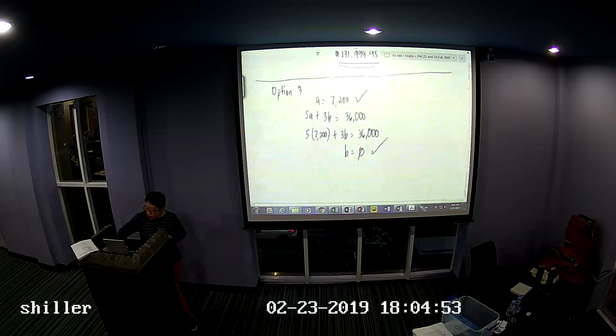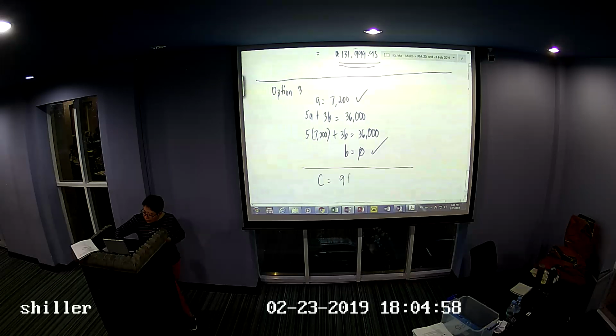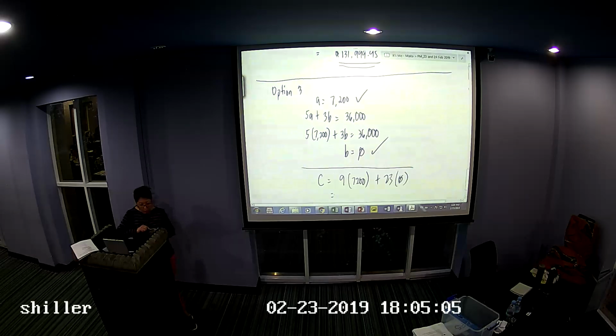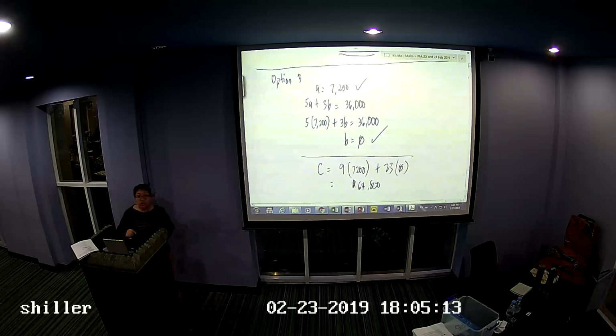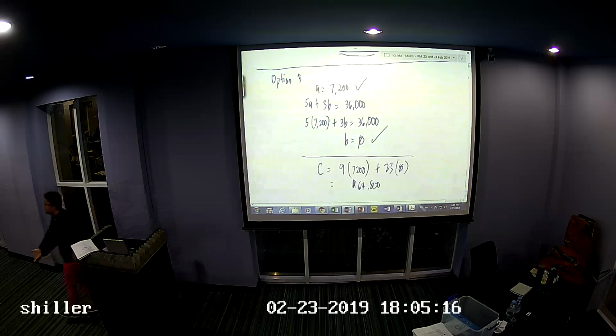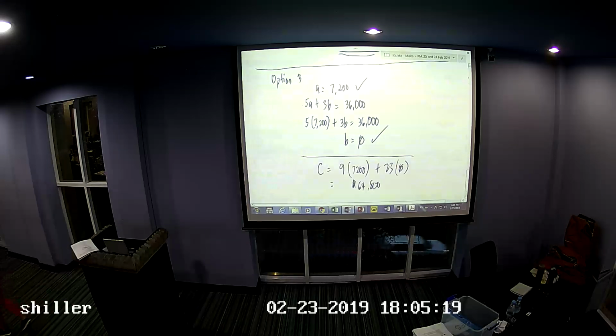Then, calculate for me then. Contribution is equal to 9, how many of A? 7,200 plus 23 of 0. So what is that amount? 64,800. So, out of the 3 points, which one will give you the maximum? First one.